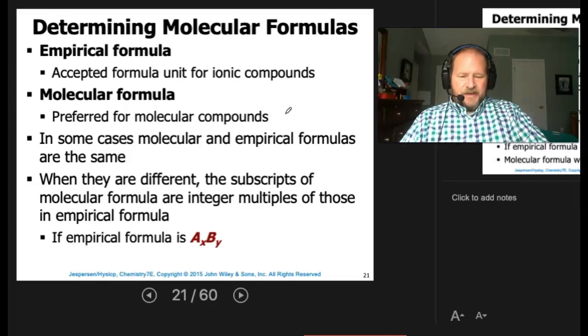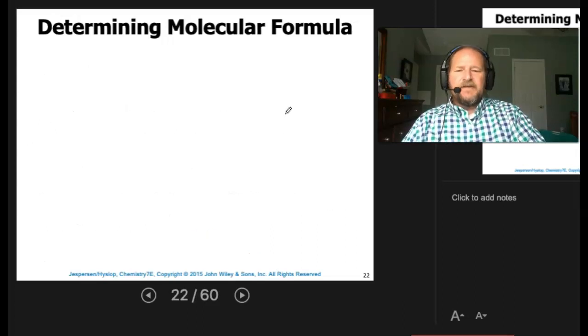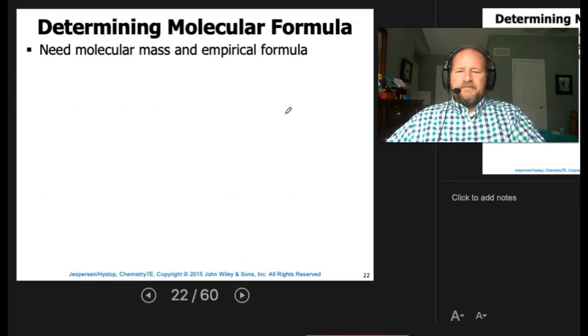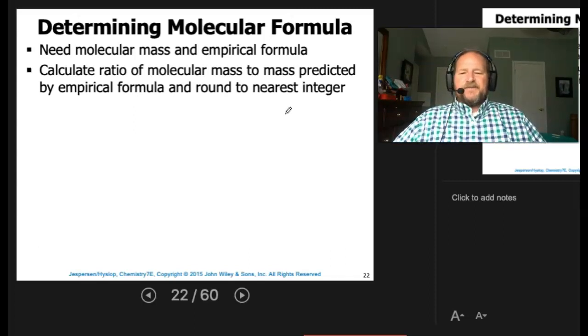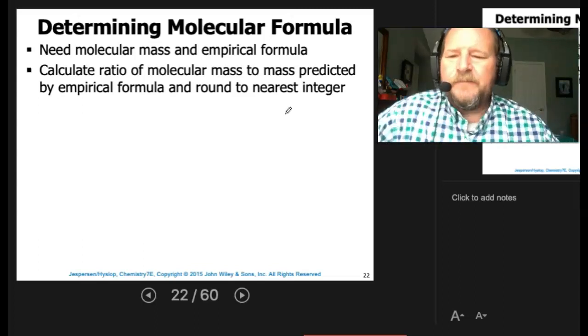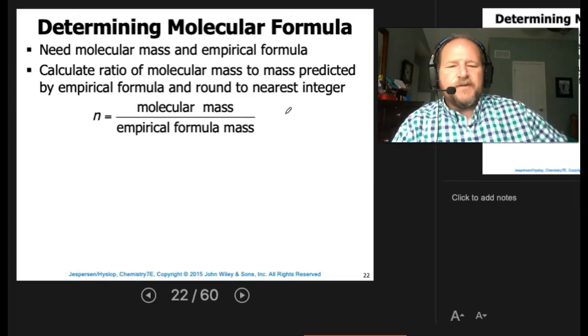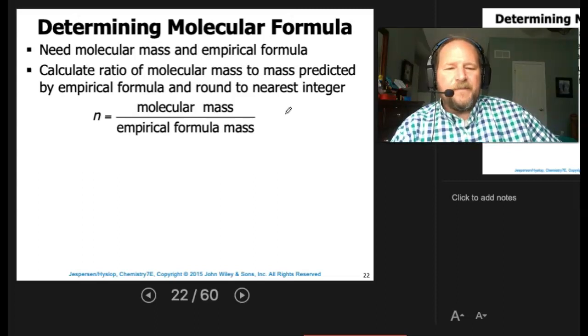So in other words, if your empirical formula was AXBY, then your molecular formula will simply be N times X and N times Y. So how do we determine the molecular formula then? Well, you'll need to know the molecular mass and the empirical formula. So calculate the ratio of molecular mass to mass predicted by the empirical formula. Hopefully that puppy in the background is not being too obnoxious for you. And then the multiplier will be the molecular mass divided by the empirical formula mass.